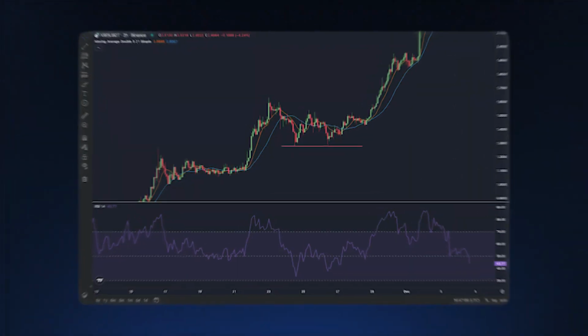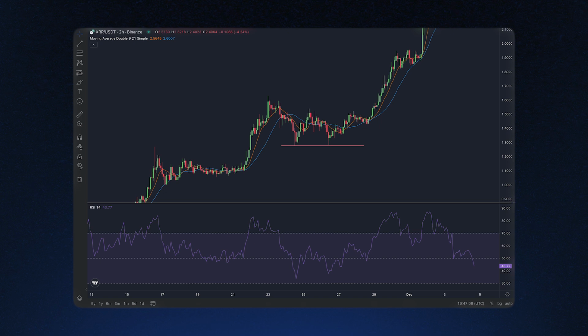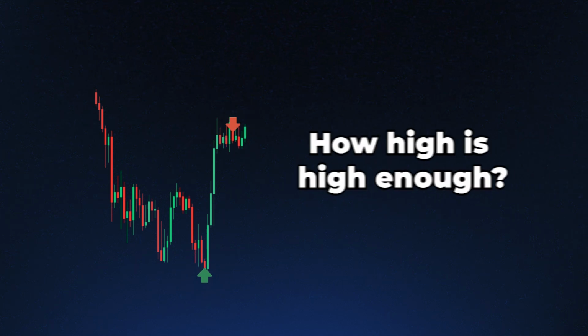Now let's dive in. There are many ways to enter a trade. You could use moving averages, RSI indicators, or even signals from tools like the crypto base scanner. But no matter your strategy, knowing when to sell is critical. Sure, we all know the classic advice, buy low and sell high. But how high is high enough?